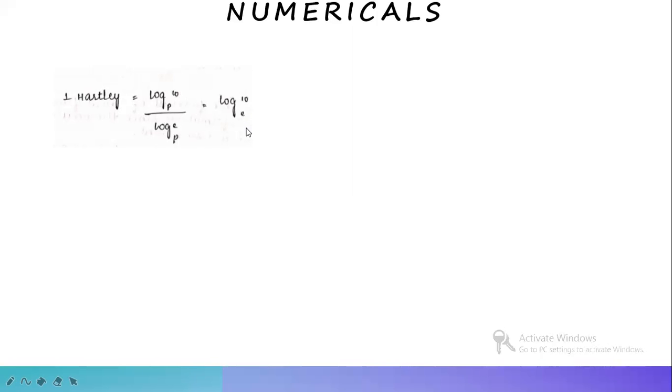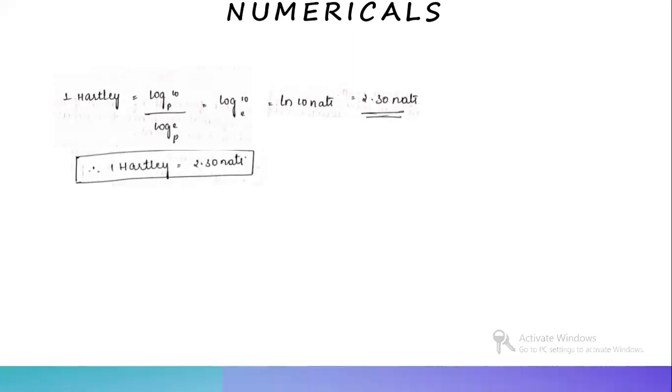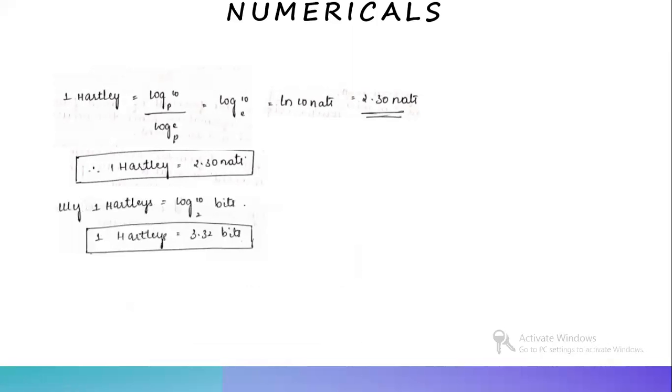This is nothing but ln 10 nats. Then simplifying this, we get 2.30 nats. Hence, 1 Hartley equal to 2.30 nats. Similarly, the relationship between Hartley and bits is 1 Hartley equal to log 10 to the base 2 bits. Therefore, 1 Hartley equal to 3.32 bits.